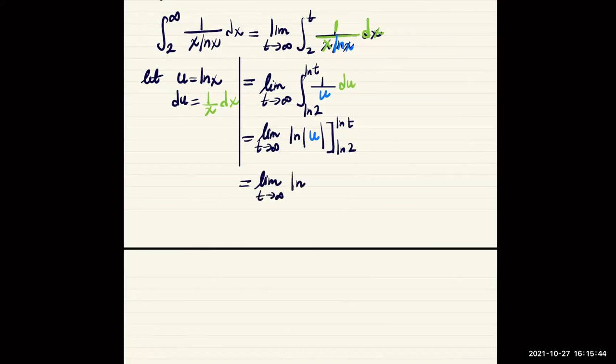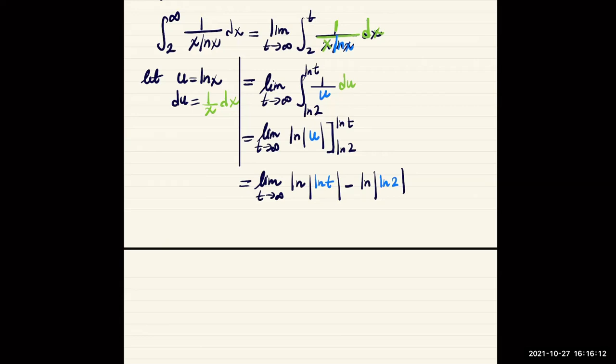We get ln of the absolute value of ln t, minus ln of, plug in ln 2 for u. And now take the limit. You have a double ln. It's all right. It's fine.